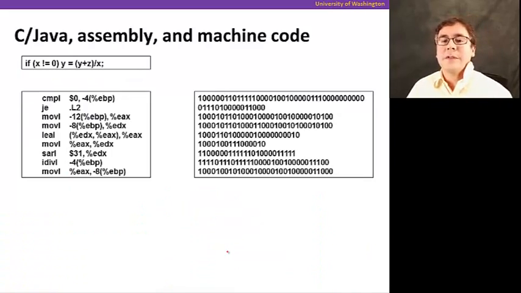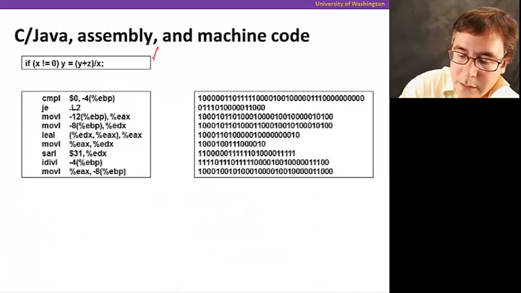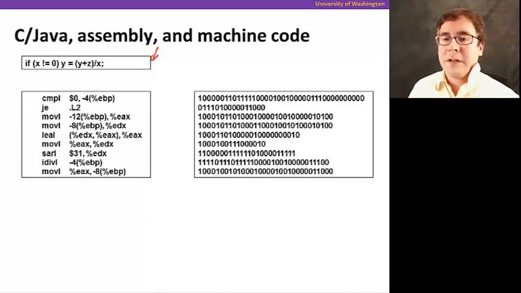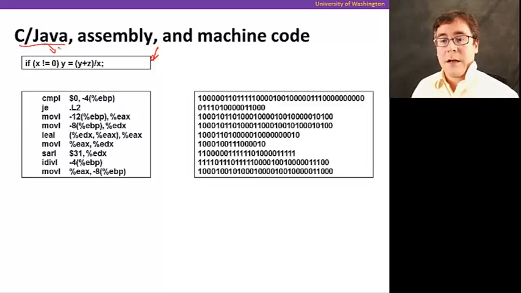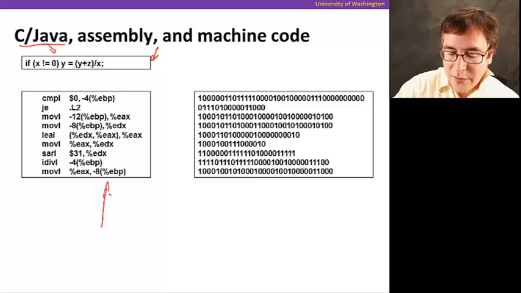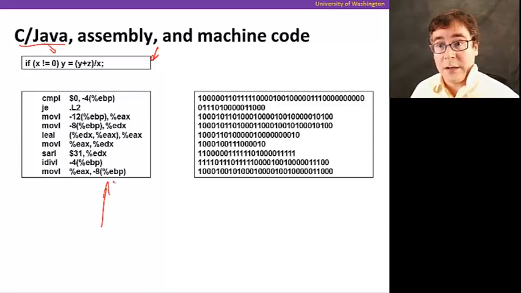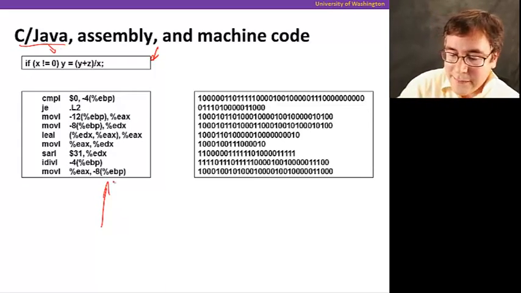So let's look at these three pieces of code here. So here we have a simple statement that does a conditional and performs an assignment here. And this is written in a language like C or Java. Okay? Now this piece of code here is also a program, and this is written in what we call the assembly language. Okay?